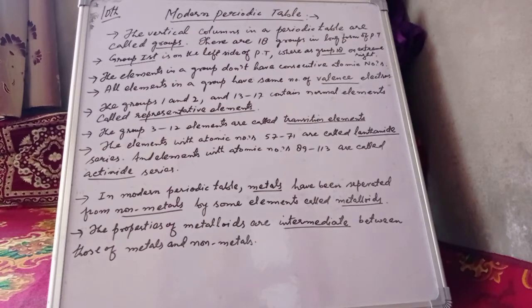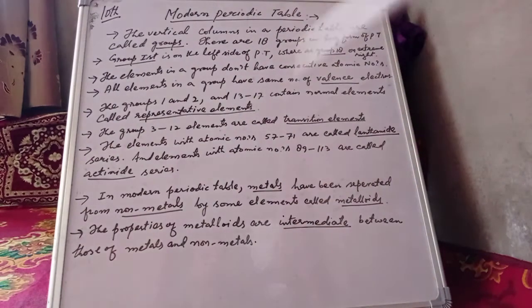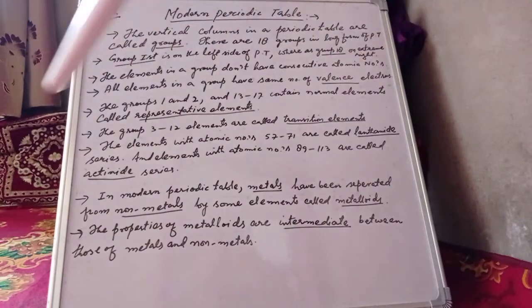Dear students, in today's lecture, we are going to learn more about the characteristics of the modern periodic table. Now, let's go through the groups of the periodic table. How many groups are there in the modern periodic table? Dear students, the vertical columns in a periodic table are termed as groups. Vertical columns mean just like this, vertical.